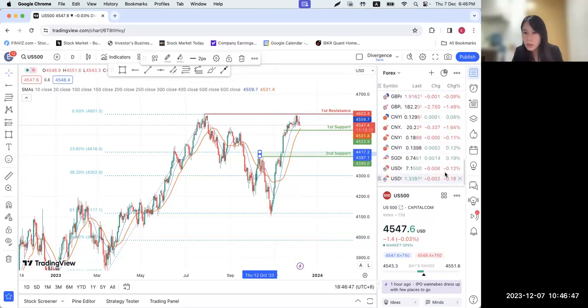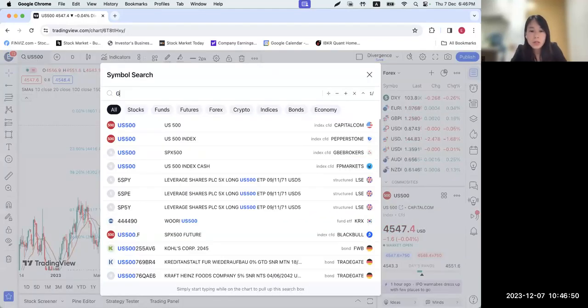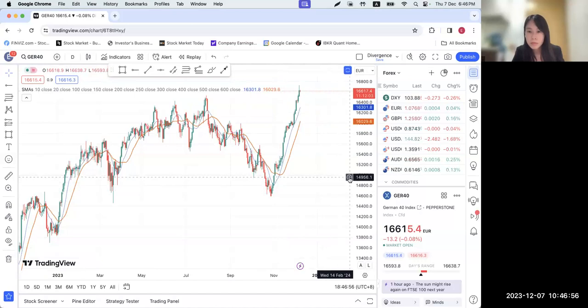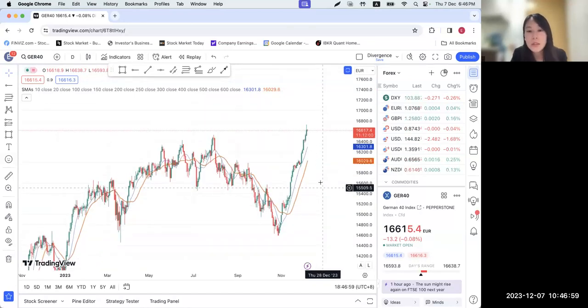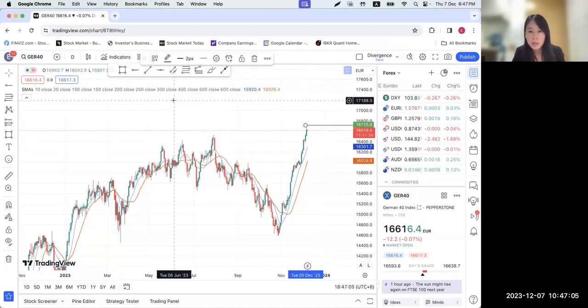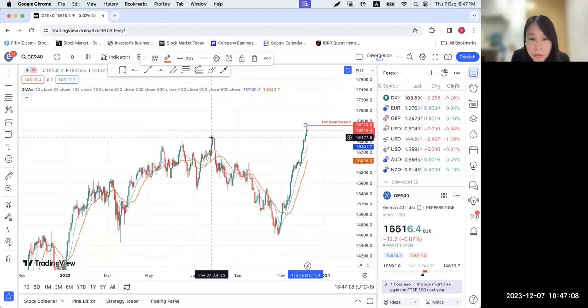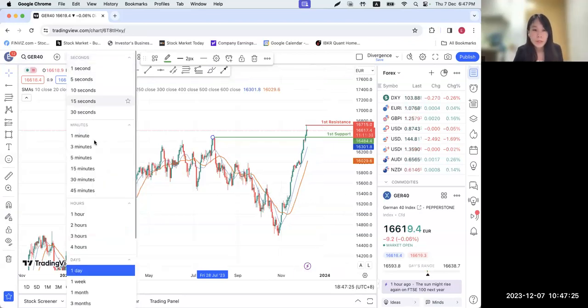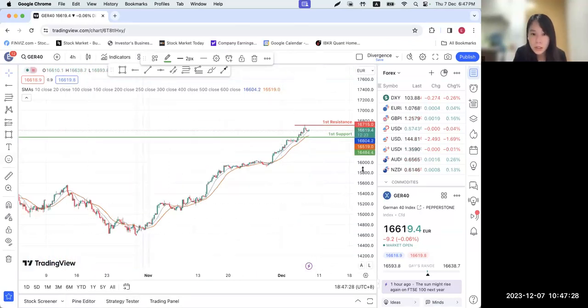Okay, so we'll look at one last one. Let's look at German 40. For German 40, it has also reached an all-time high. I'm just going to take this week as my first resistance. Okay, my first support will be here. It's a very nice pullback. But let's go to the day chart.